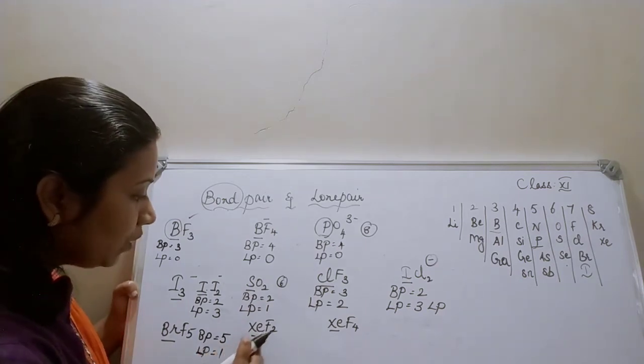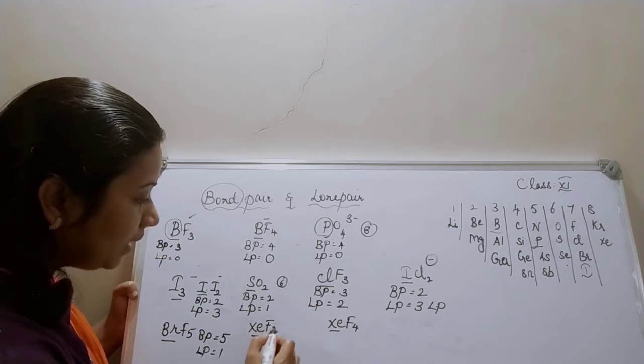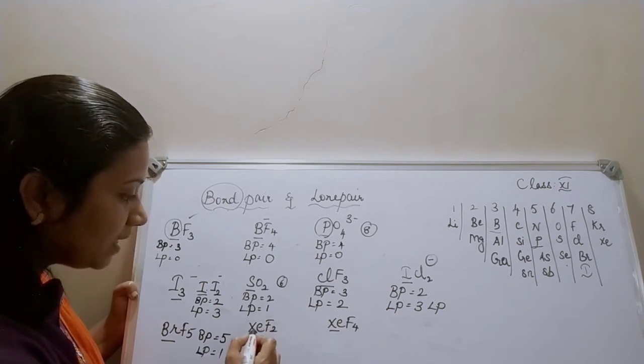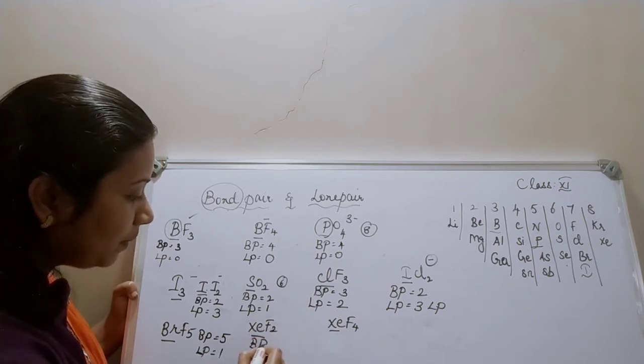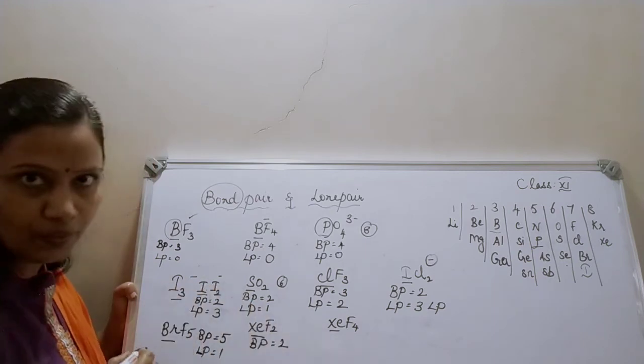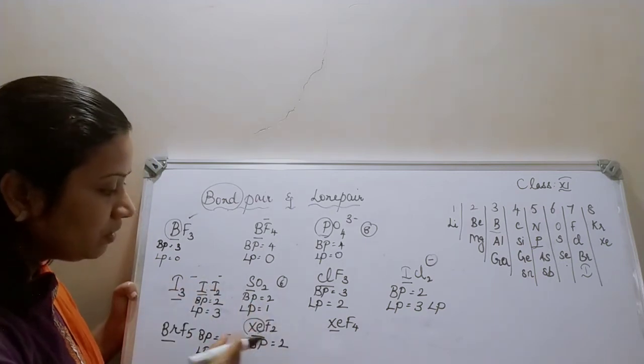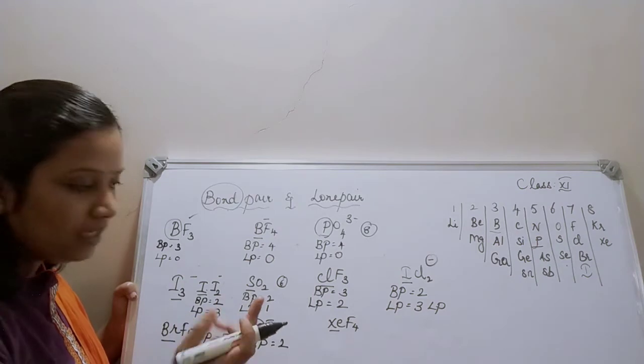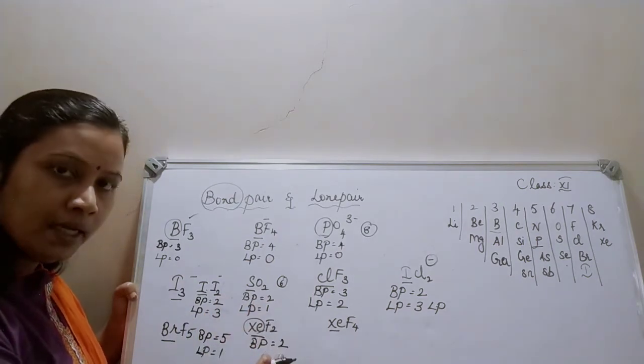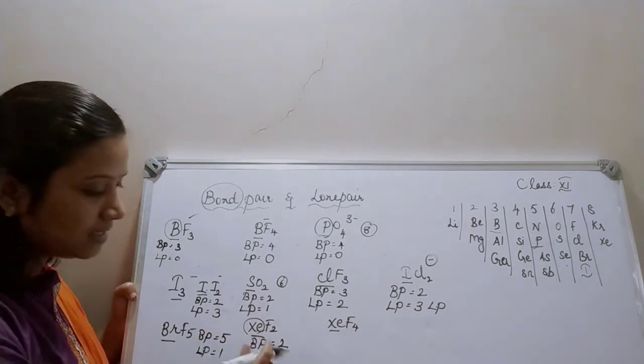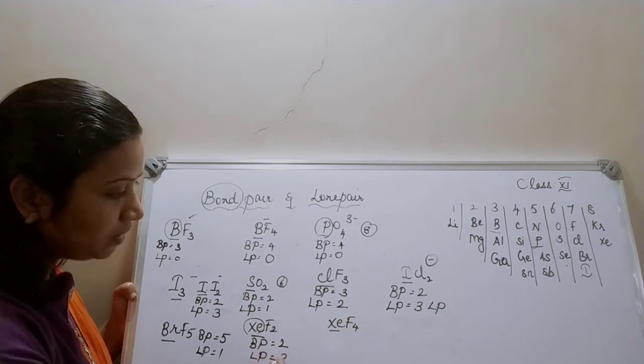Now in XeF2, how many fluorine atoms are bonded to the xenon central atom? 2. So bonded pair is equal to 2. Okay. What is the valency of xenon? Since xenon is a noble gas, it should be 8. So what is 8 minus 2? 8 minus 2 is equal to 6. So lone pair is equal to 3.